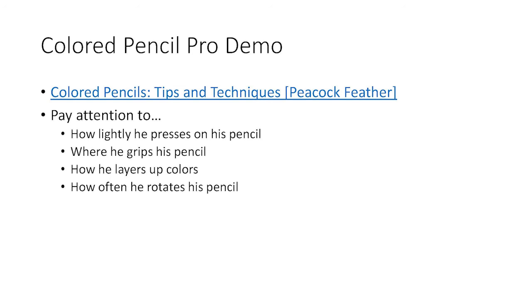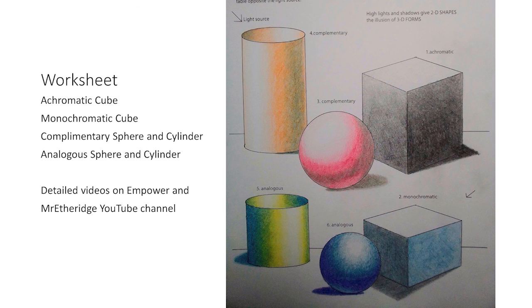And finally, I have a link to a video that I highly recommend you check out. This is a video of a professional artist using many of the techniques we've covered so far in a colored pencil drawing. If you watch this, pay close attention to things such as how much pressure he places on his pencils and how that affects the different values he wants to create, where he grips his pencils and how that affects the pressure and value, how he layers up colors in order to create new ones, and watch how he rotates his pencils as he's using them. This is often to keep his pencils sharp. So take a look at those videos and begin working on this worksheet.